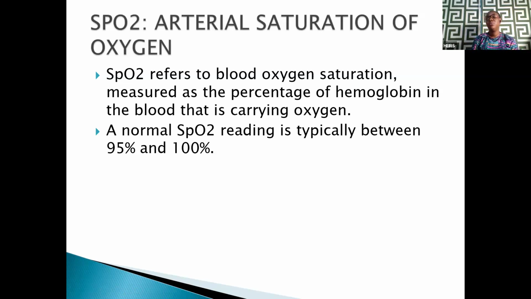So it refers to the blood oxygen saturation that is measured by the percentage of the hemoglobin of the blood that is carrying oxygen. So hemoglobin is a protein in the blood. The blood has red blood cells. Hemoglobin is what carries oxygen and moves it around in the body such that the body has oxygen to utilize. So SpO2 essentially is just like a percentage of the hemoglobin that is carrying oxygen. So we expect a normal reading of 95 to 100%. That is considered normal.